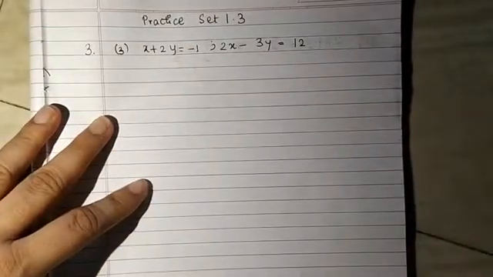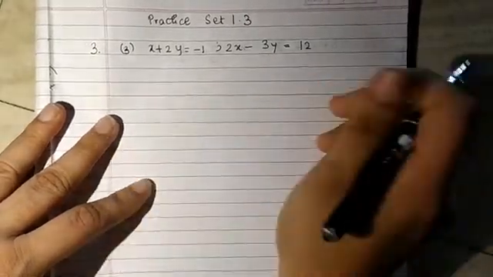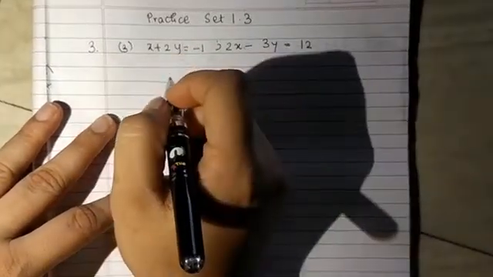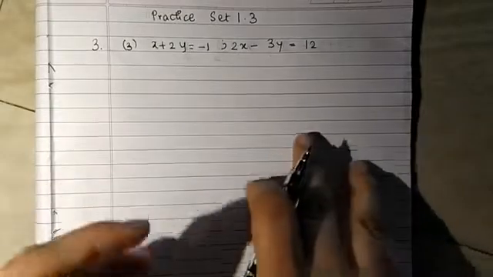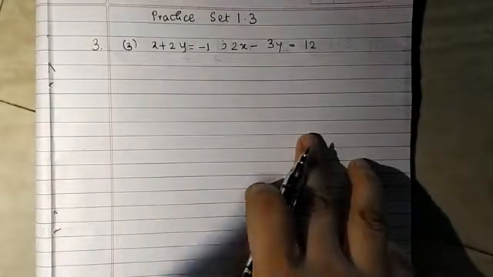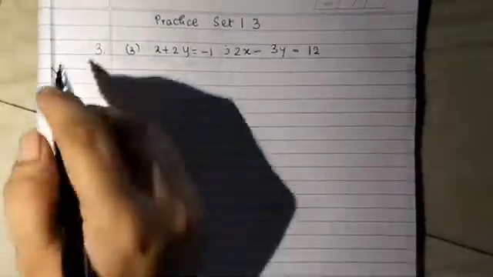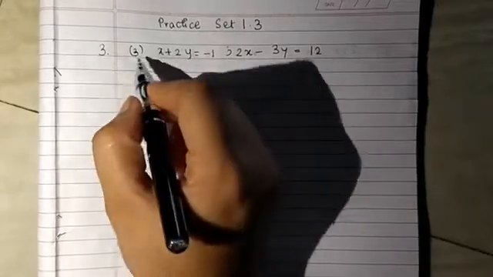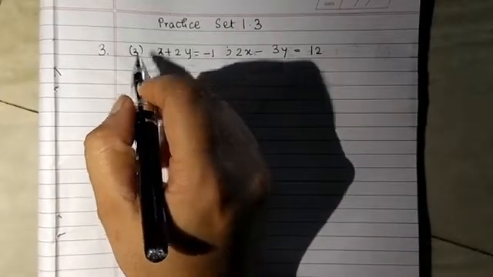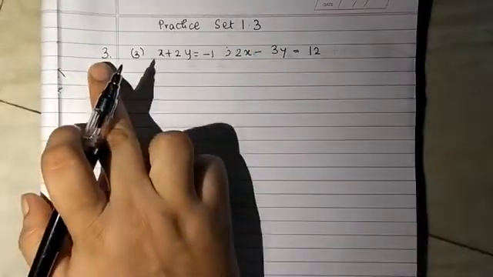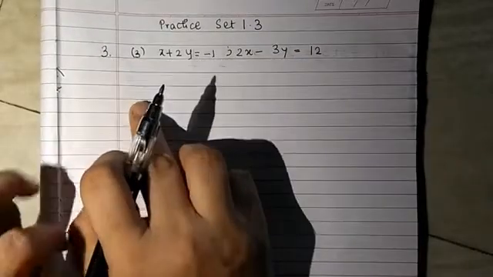In the last lecture, I showed you the method called Cramer's rule. Using that method, we can solve any linear equation. So let's see a few examples of it again. Here, I am going to start with practice set 1.3, question number 3, the third question.